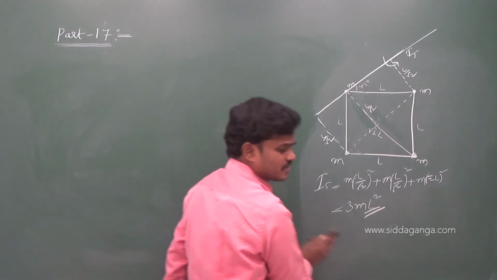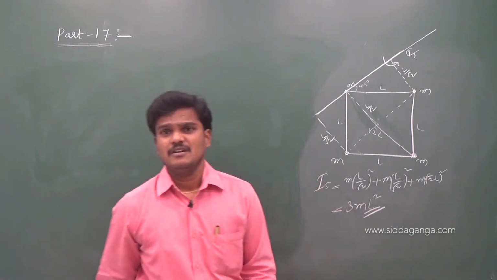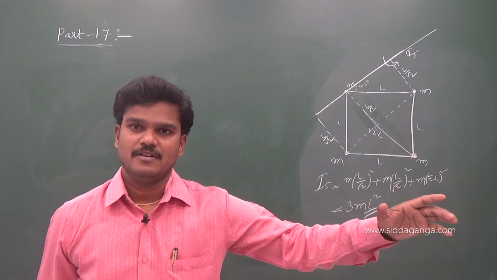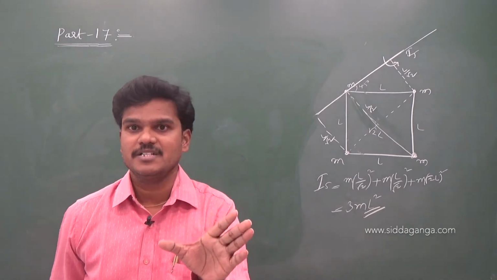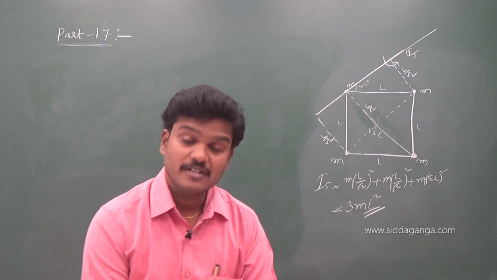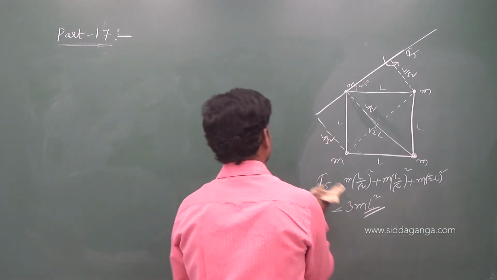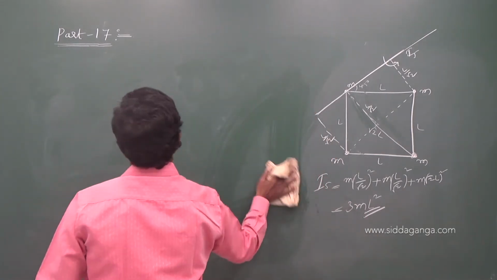So, what is our target? In writing moment of inertia, you have to identify the mass and axis of rotation, and identify the perpendicular distance between the mass and axis of rotation. Exactly, you identify the perpendicular distance.